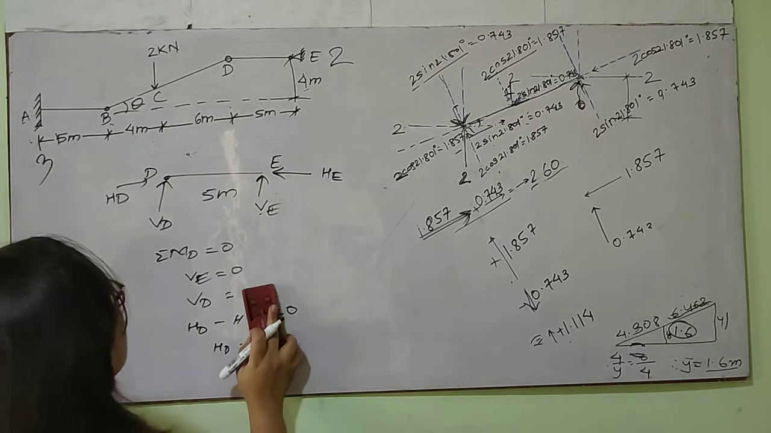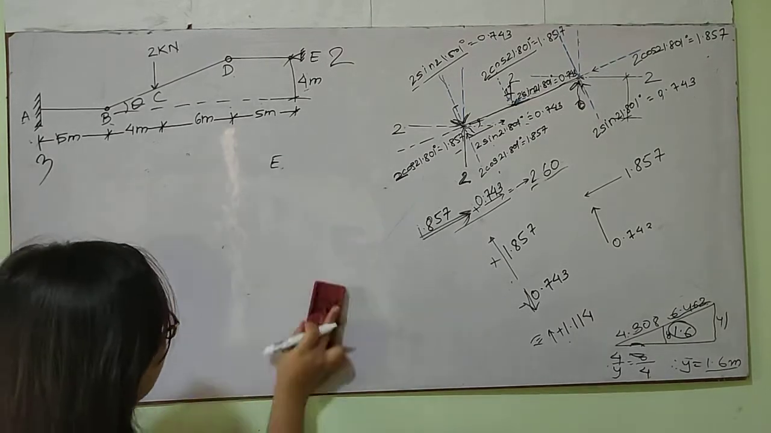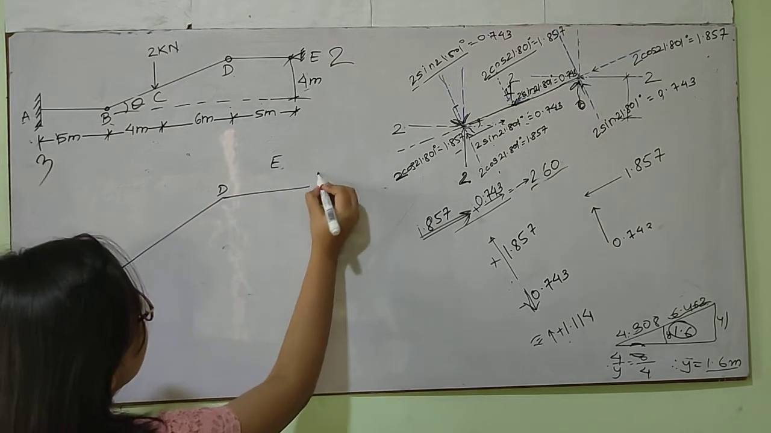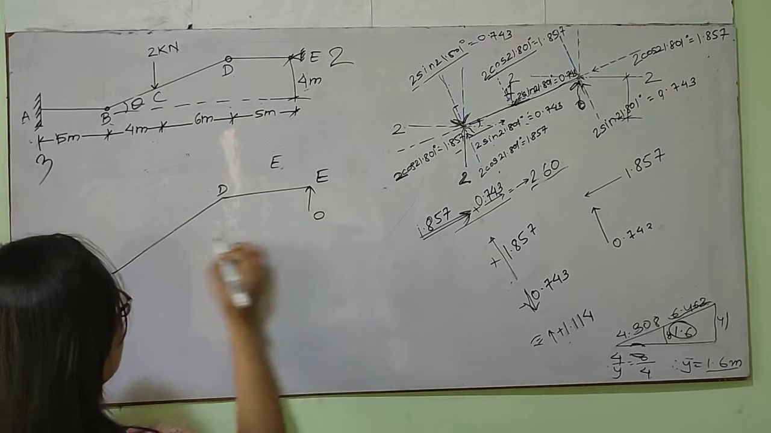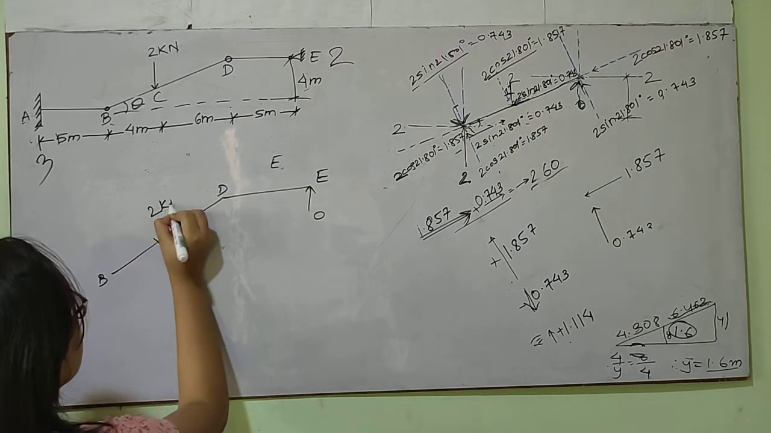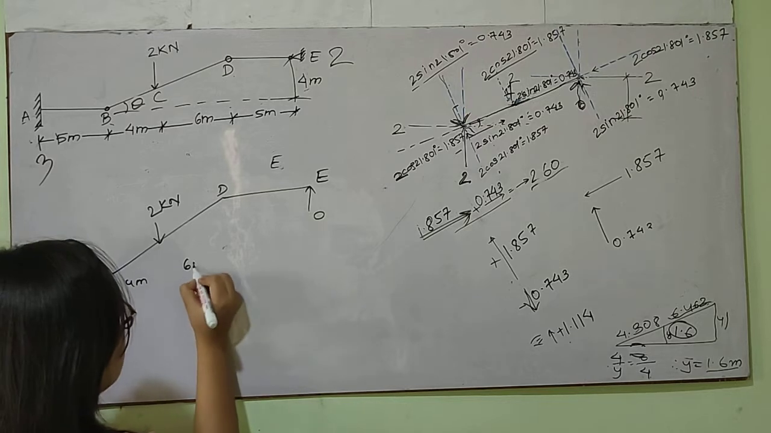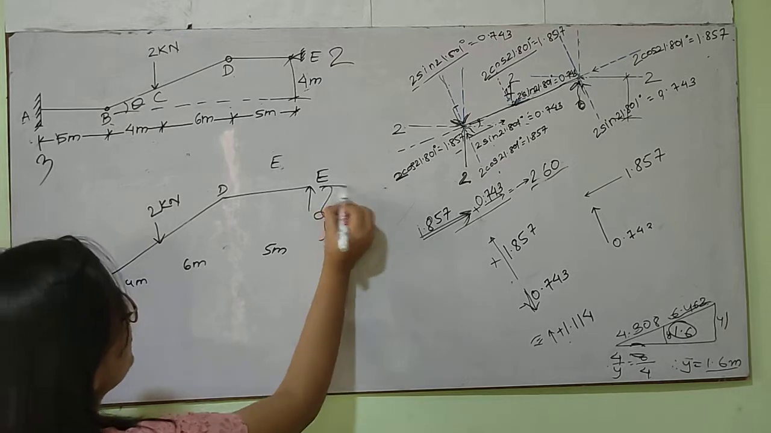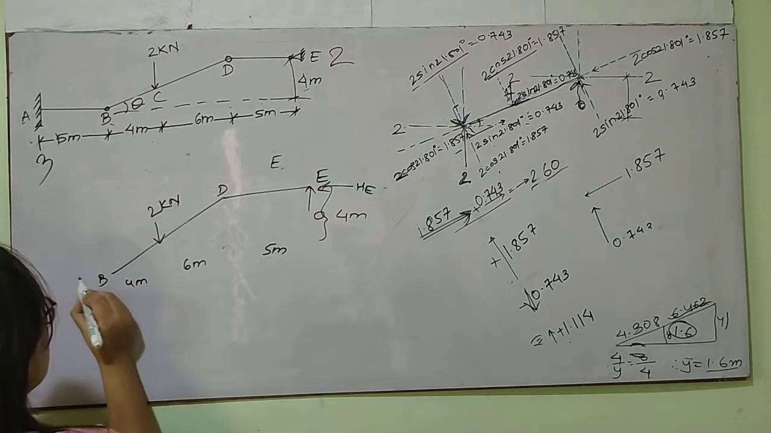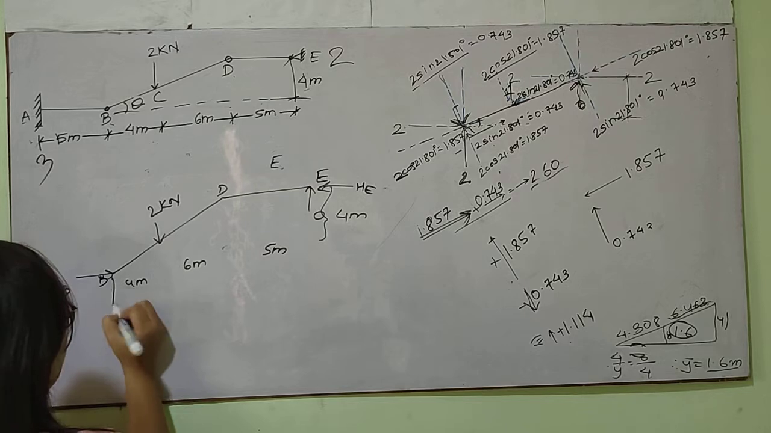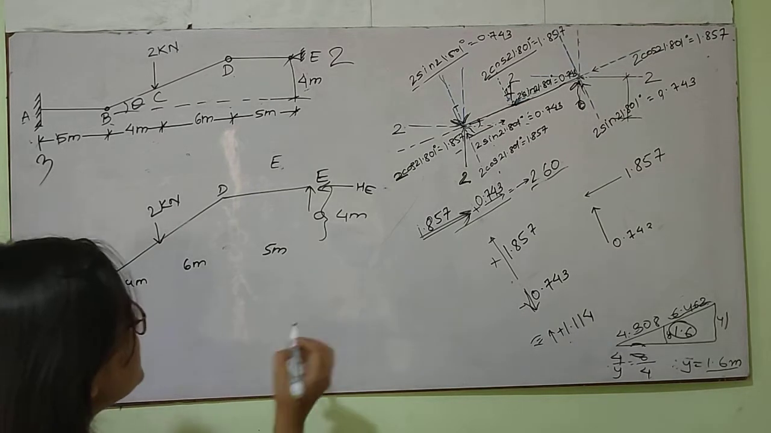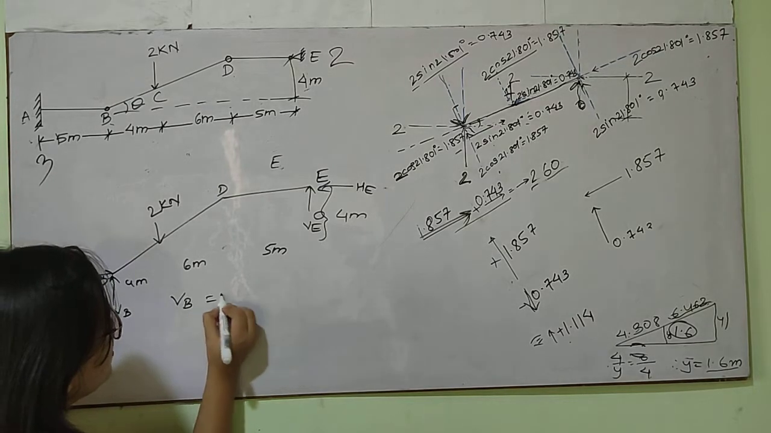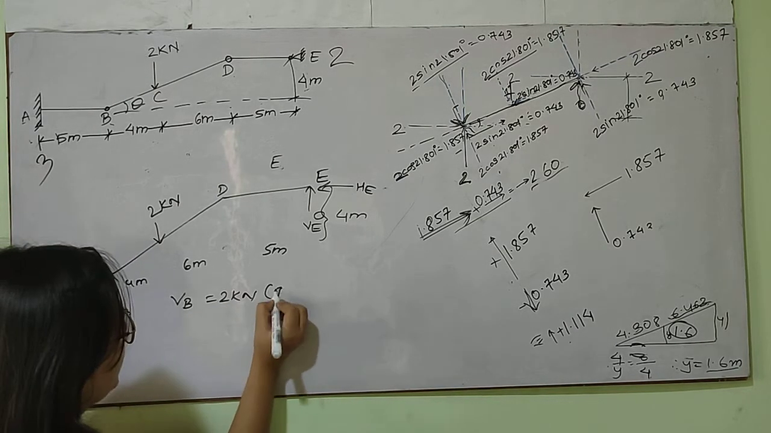Now, I will take the BDE member. So, BD and E. This is 0. This is 2 kilonewton. This is 4 meter. This is 6 meter. And this is 5 meter. And this is 4 meter. So, HE. This is HB and this is VB. Since VE is equal to 0, we simply get VB is equal to 2 kilonewton upward.